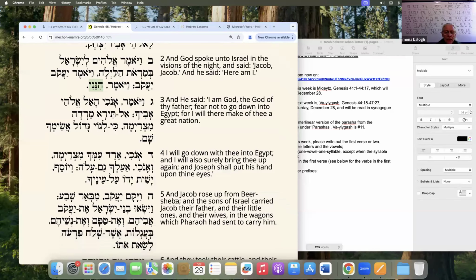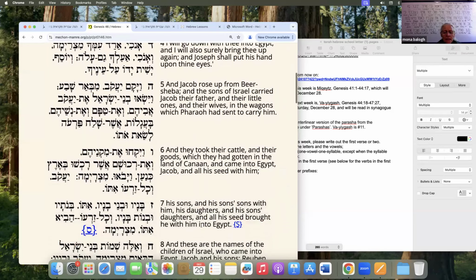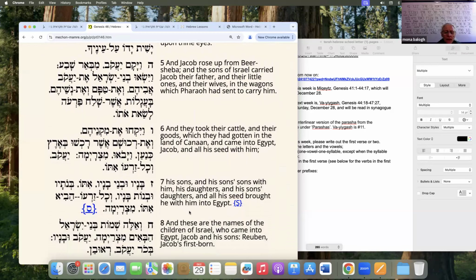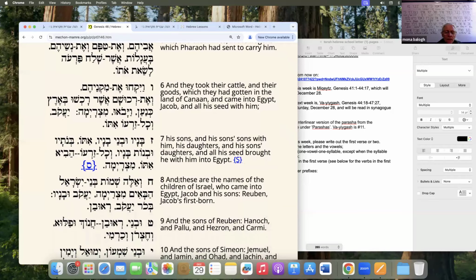Okay. And Jacob rose up from Beersheba, and the sons of Israel carried Jacob their father and their little ones and their wives in the wagons which Pharaoh had sent to carry him. And they took their cattle, their goods, which they had gotten in the land of Canaan, and came into Egypt. Jacob and all his seed with him, his sons' sons with him, his daughters, his sons' daughters, and all his seed brought he with him into Egypt. Daughters are just as important as sons, or at least somewhat important compared to other communities.